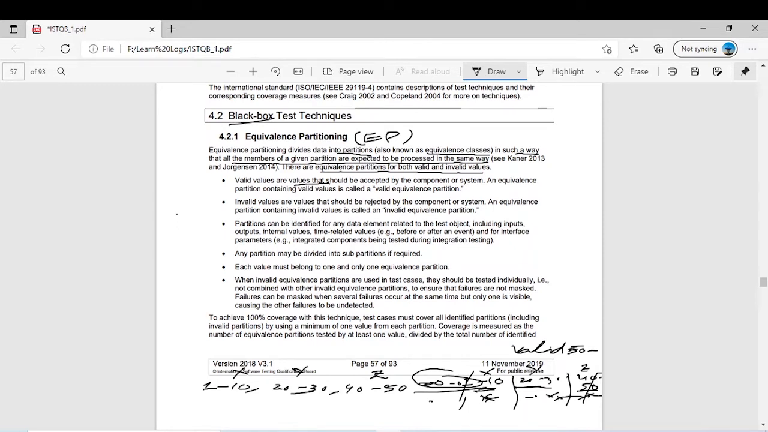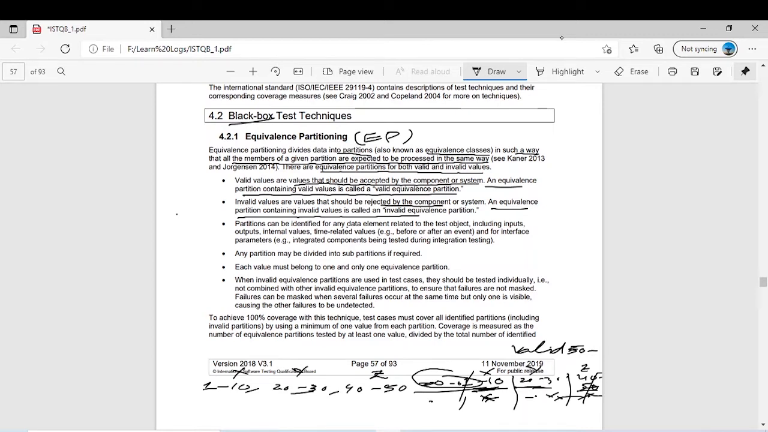Valid values are values that should be accepted by a component or system, and an equivalence partition containing valid values is called a valid equivalence partition. So in this case, 1 to 10, 20 to 30, and 40 to 50 are all our valid equivalence partitions. Invalid values are the values that should be rejected by the component or system, and an equivalence partition containing invalid values is called an invalid equivalence partition. So our invalid equivalence partitions are minus infinity to 0 and 52 plus all the values.